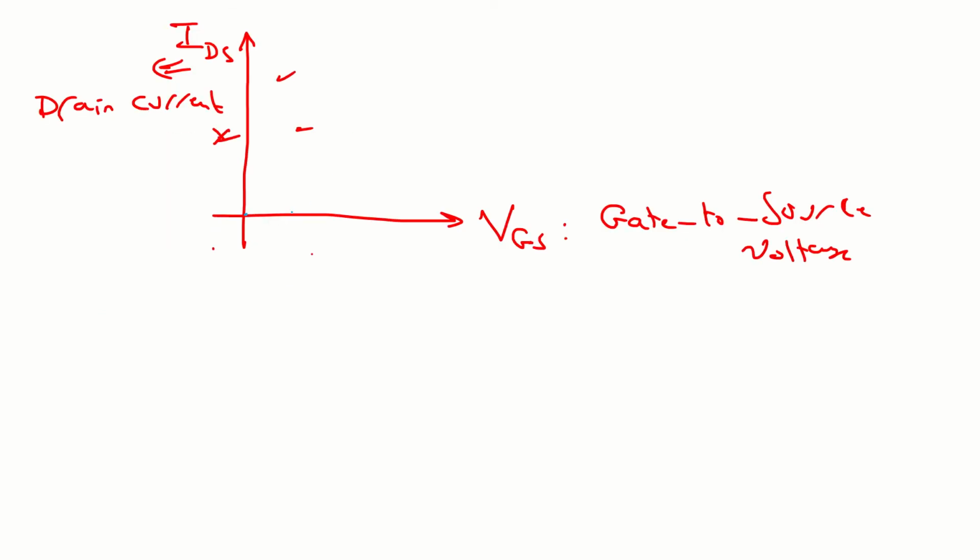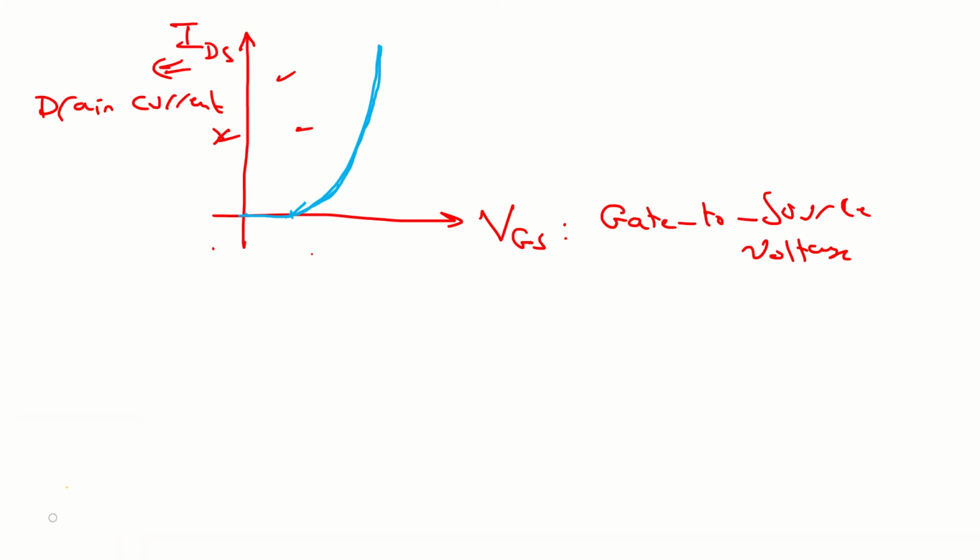We will reach a point, for example here. After this point, the current starts increasing. Before that, the current is 0. Then the current increases, it will be like this. One more time. So this is the relation between the drain current, or the drain to source current, and VGS.